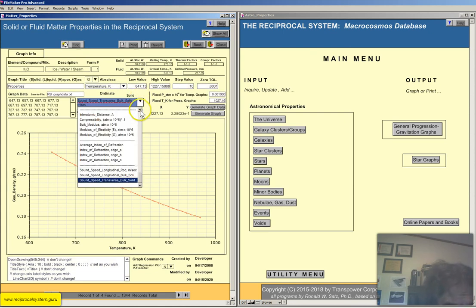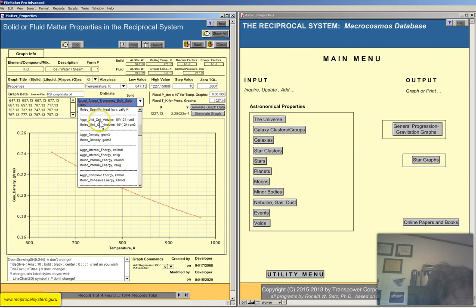Now for the fluid ones, we got aggregate enthalpy, molecular enthalpy, aggregate entropy, molecular entropy, specific heat, molecular specific heat at constant pressure, specific heat at constant volume.